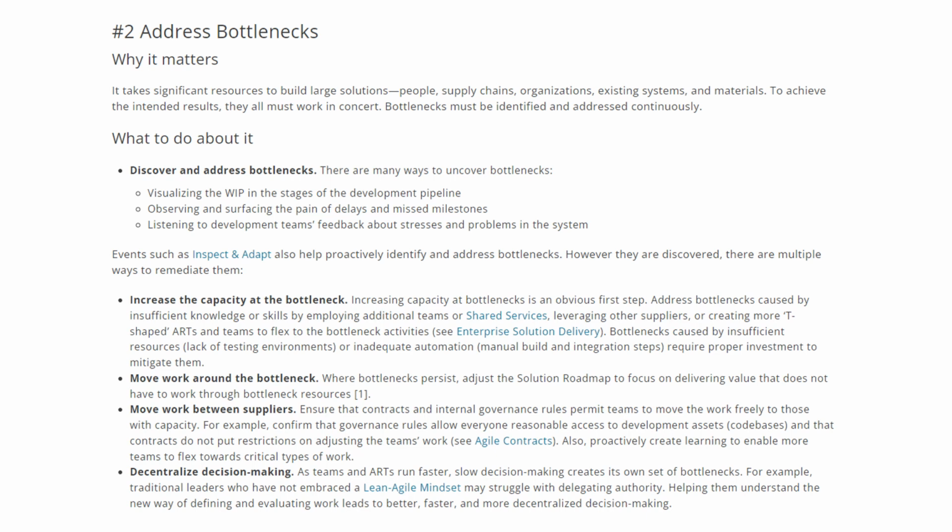The fourth option could be decentralized decision making. As teams and ARTs run faster, slow decision making creates its own set of bottlenecks. For example, traditional leaders who have not embraced a Lean-Agile mindset may struggle with delegating authority. Helping them understand the new way of defining and evaluating the work leads to better, faster, and more decentralized decision making.